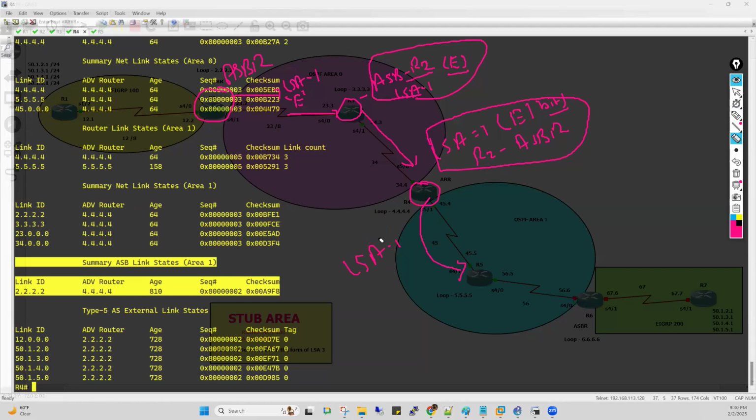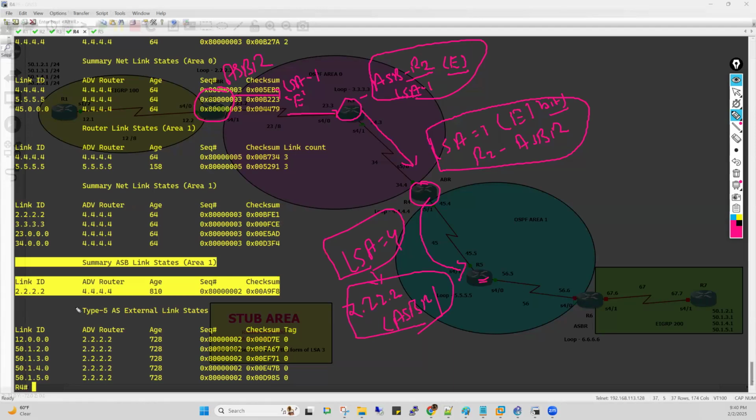So what is the solution? The solution is that your ABR router will generate a different LSA that is called LSA number 4. And with the help of LSA number 4, this router will inform this router about 2.2.2.2, who is the ASBR. Now, clear? Okay. Dharmendra, is this clear now? Yes, sir.